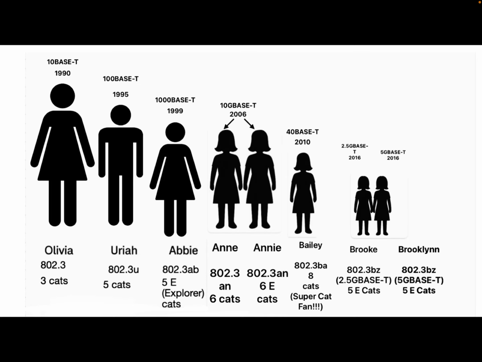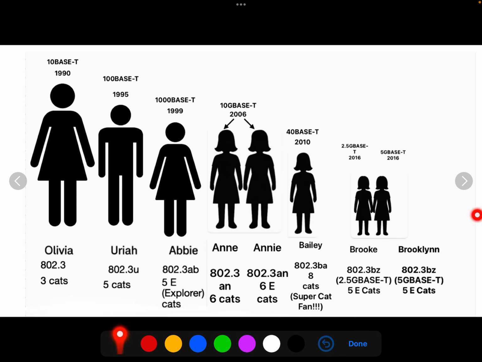So what I'd like you to look at is here. Firstly, you've got 8 siblings. We start off with Olivia, Uriah, Abby, Anne and Annie, Bailey, Brooke, and Brooklyn. And you'll see why I named these siblings with these names. There's no reason for just any name. If you can't really tell, I'll tell you.